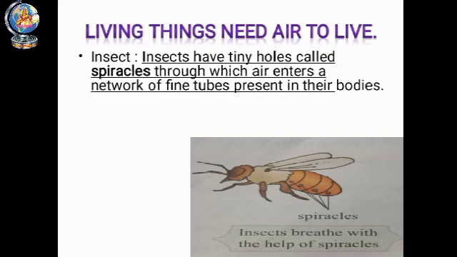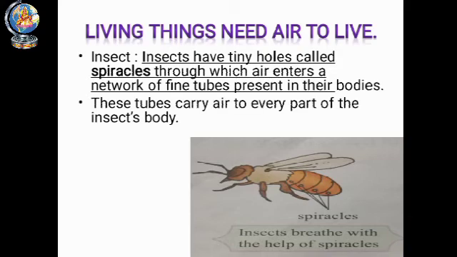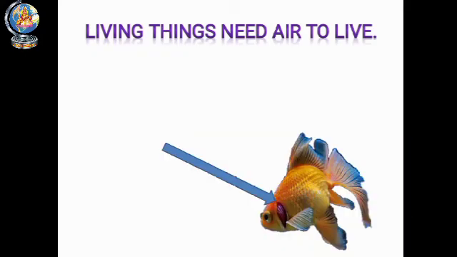I hope you are able to see the picture and the 3 arrows. It is written spiracle over there, right? It is so important that it is underlined. This tube carries air to every part of the insect's body. So the insect's body has holes, air enters through those holes, and there are fine tubes through which air reaches every part of the insect's body.